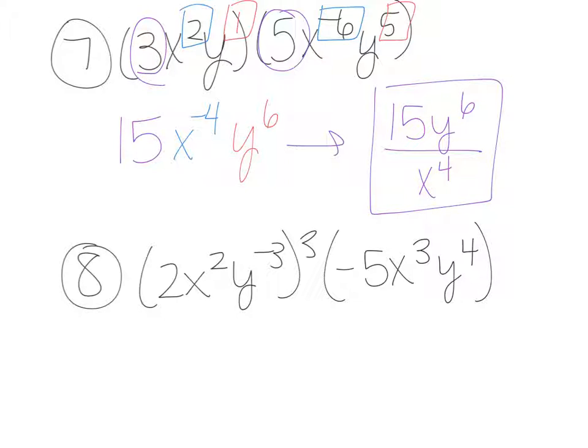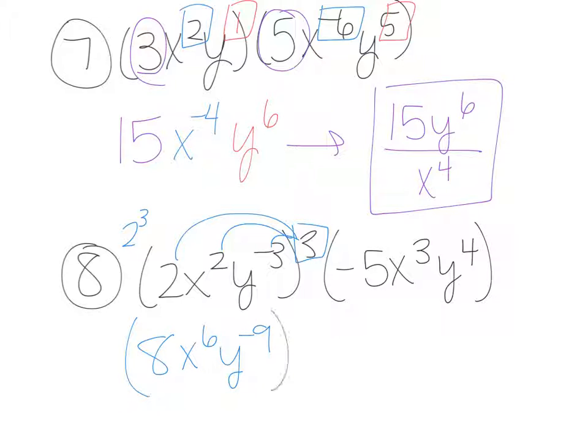Alright, and then number 8 is similar to one you saw last week where you have a power outside. You have to make sure you distribute that to everything first. Order of operations says exponents before multiply, so we have to do the power first. That's 2 to the 3rd power, which is 2 times 2 times 2, and that's going to turn into 8. Then when we're doing a power, we're supposed to be multiplying the exponent. So this is to the 6th power, and this is to the negative 9th power. Now we can bring the other part of the problem down.